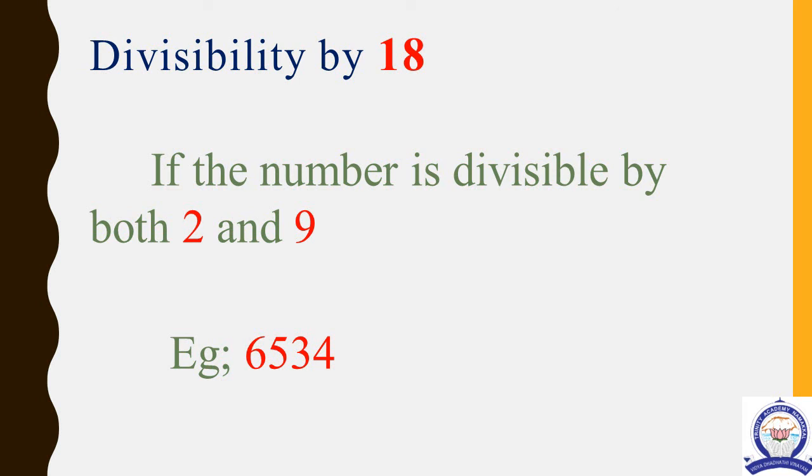And what is the rule of 9? Sum of all the digits is divisible by 9. So you add all 4 digits. 6 plus 5 is 11. 11 plus 3 is 14. 14 plus 4 is 18. So in the 9 table, 9 twos are 18. So this number is divisible by 9. So divisibility by 18 must satisfy both the rule of 2 and 9.